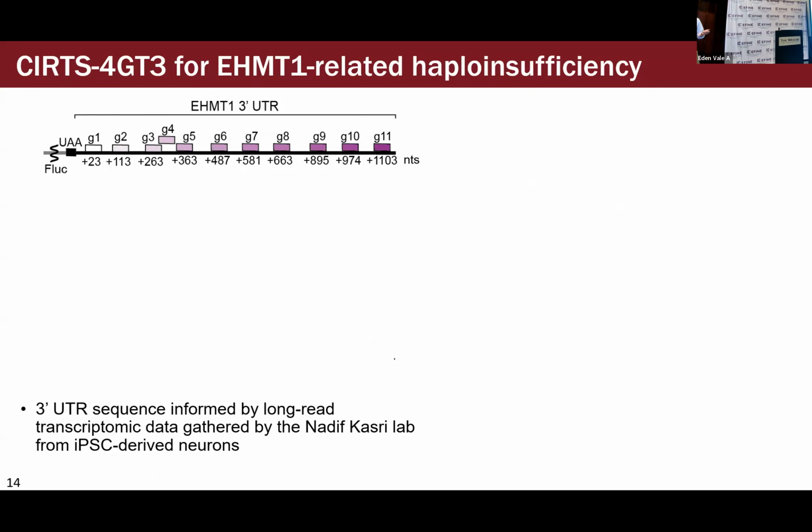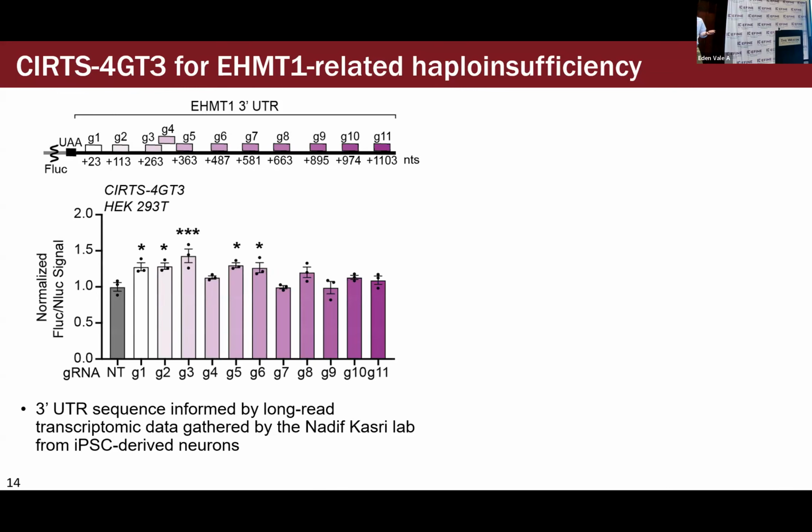We designed a similar reporter for EHMT1, as I mentioned before, using 3' UTR sequence information that we gathered from long-read transcriptomic data gathered by the Casfree lab from iPSC-derived neurons. Only RNA people would really care about this, but in the NCBI database, there are a lot of different 3' UTRs for EHMT1 that are annotated. But in this iPSC-derived neuron line, there's only one sequence that actually associates with full-length EHMT1. It's isoform 1 on the NCBI database if you're interested.